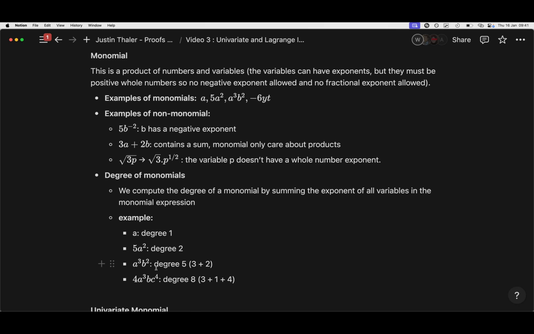We need 3 points because they're degree 2. So if I evaluate at 0, what are we going to get? 5. If I evaluate at 1, what are we going to get? 8. If I evaluate at 2, what are we going to get? 2 squared is 4, 4 times 3 is 12, plus 5 is 17. Cool. So these are our y values.